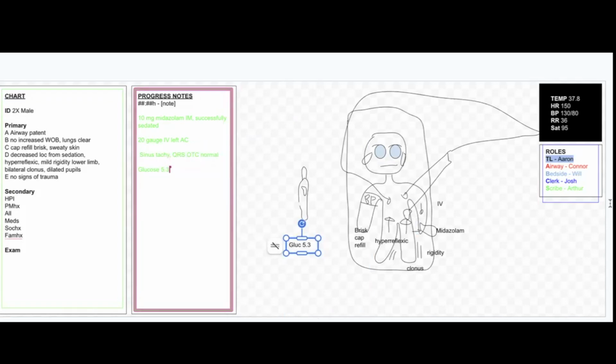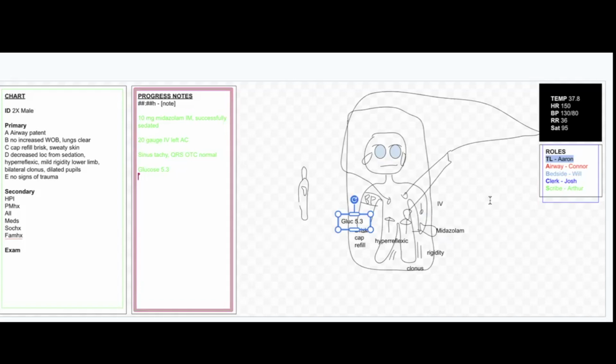Glucose 5.3. Team leader, would you like to start a liter of normal saline? Yes, thanks for that. That's a great idea. The initial temperature was 37.8, which was temporal. I suspect that if we had capabilities to do a core temp, it would possibly be even higher.